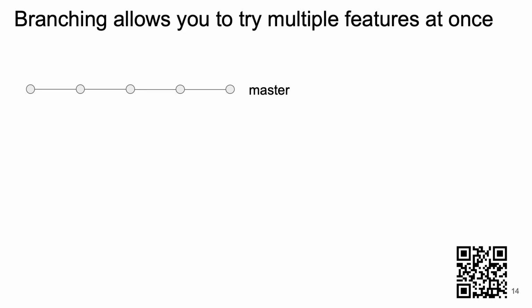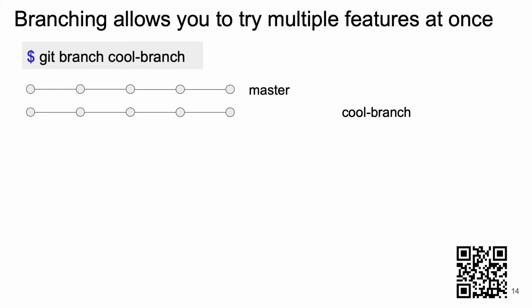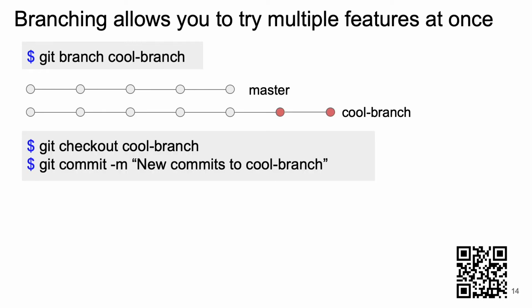And on this master branch, what I'm showing here, these are the checkpoints, the commits. Now let's say you want to try something new. Instead of making a new file, as you did before, you would make a new branch. You would say git branch cool branch, and this would make a new branch for you. Once you made the new branch, you can switch to that branch by using git checkout cool branch. And then you can say git commit -m and make the commits to your new branch.